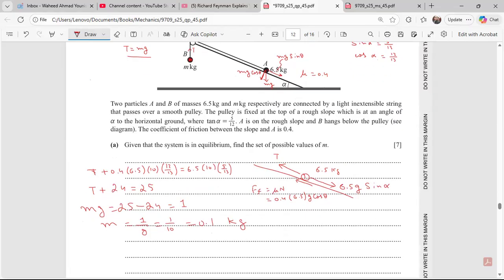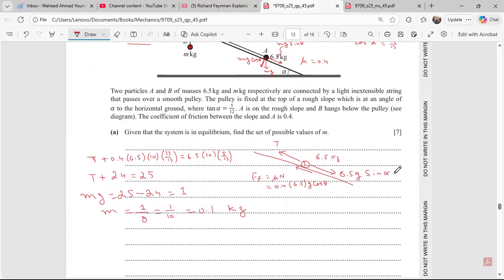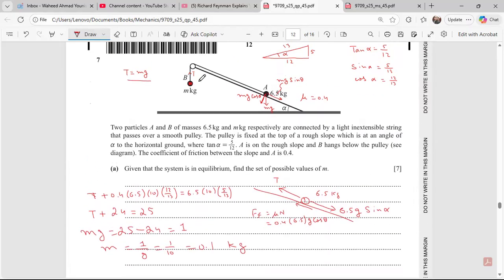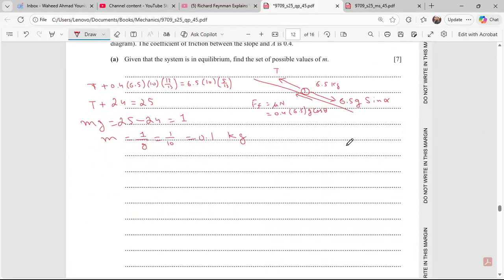Okay, easy. Now, we have to find the upper limit, where I keep increasing this mass, right? And after a certain limit, it will start sliding up. So the frictional force is not enough to hold it, right? So now we need to find out that force.